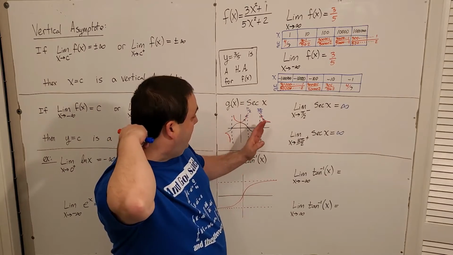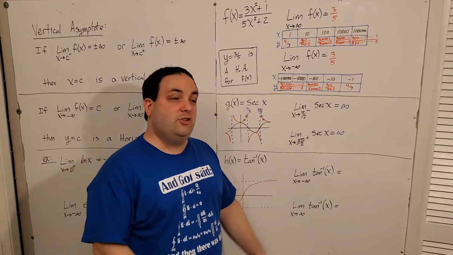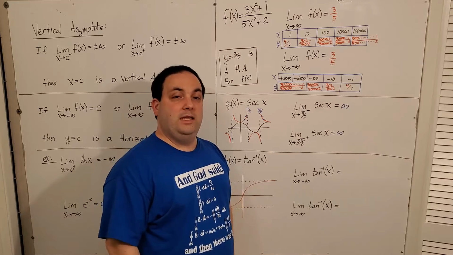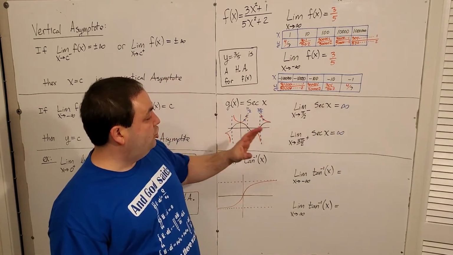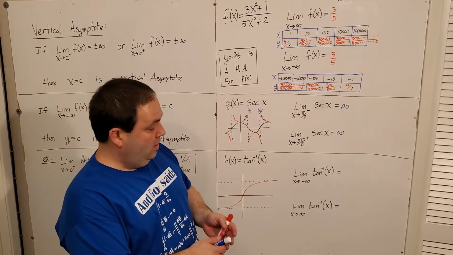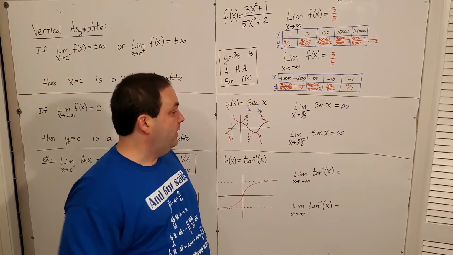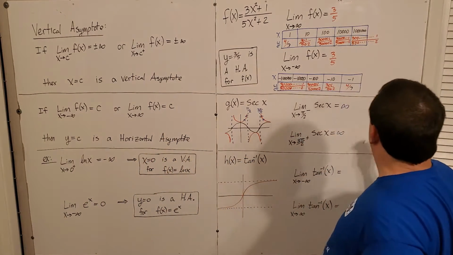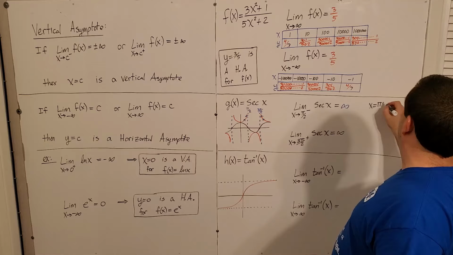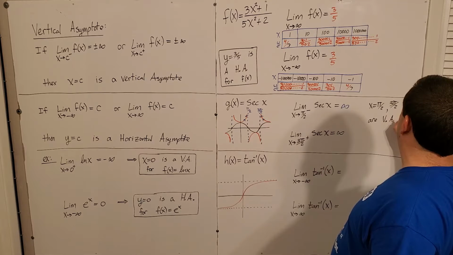Are these the only 2 asymptotes for secant? No. There's actually an infinite number. Secant is a periodic function. It keeps repeating over and over and over again. These are just 2 examples. So with our language that we've written here, what can we say? x equals pi over 2 and 3 pi over 2 are vertical asymptotes for y equals secant x.